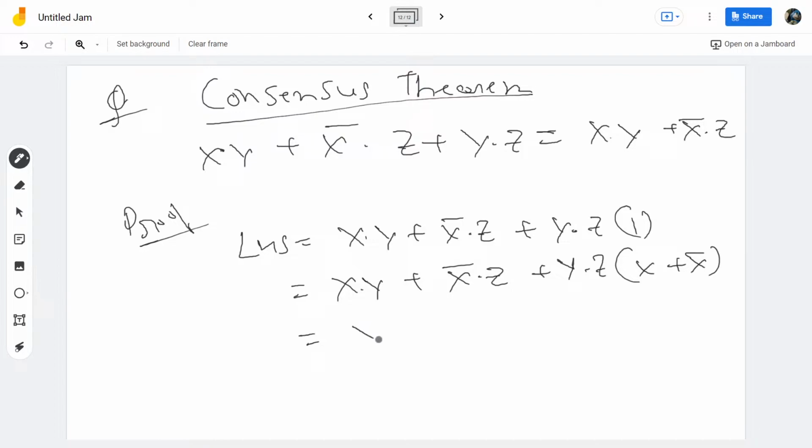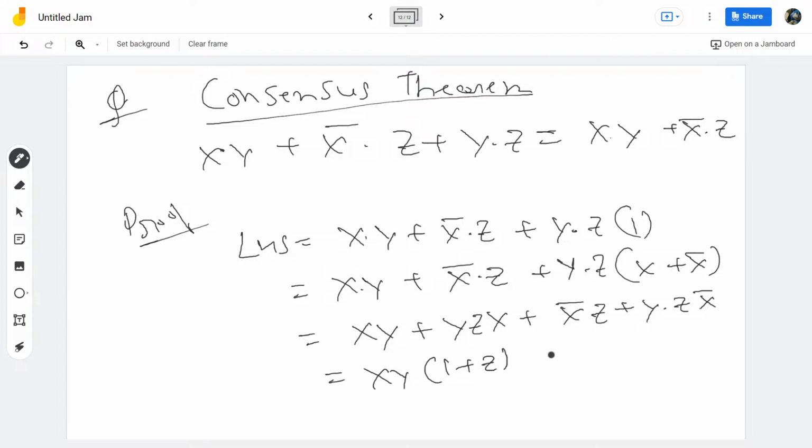Now let's write xy plus yzx plus x bar z plus yz x bar. Now taking out common xy, we have 1 plus z, and taking out common x bar z, we have 1 plus y. Now the value of 1 plus z is 1, so we are left with this thing, which is equal to the RHS. Now how is this 1?